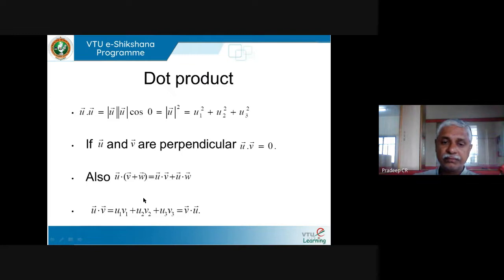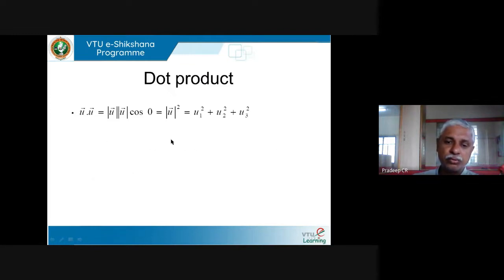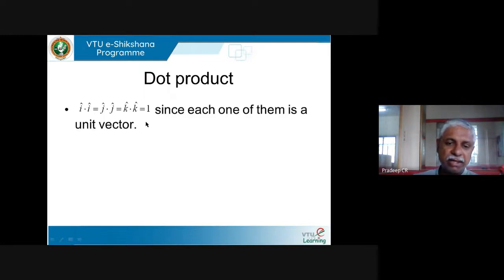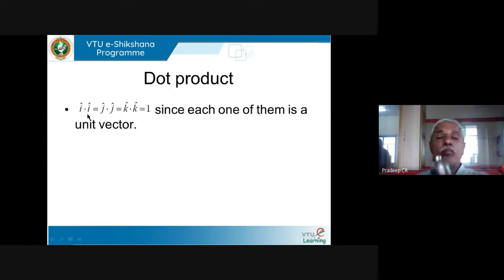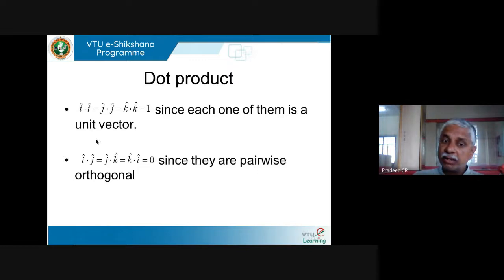Now, we have seen already that u dot u is nothing but mod u square. So i dot i, j dot j, k dot k are all 1, because i dot i is mod i square. i is a unit vector by our definition. You recall the definition of i: i cap is the unit vector in the x direction. So i cap dot i cap, or j cap dot j cap, or k cap dot k cap is 1. And i dot j will be what?